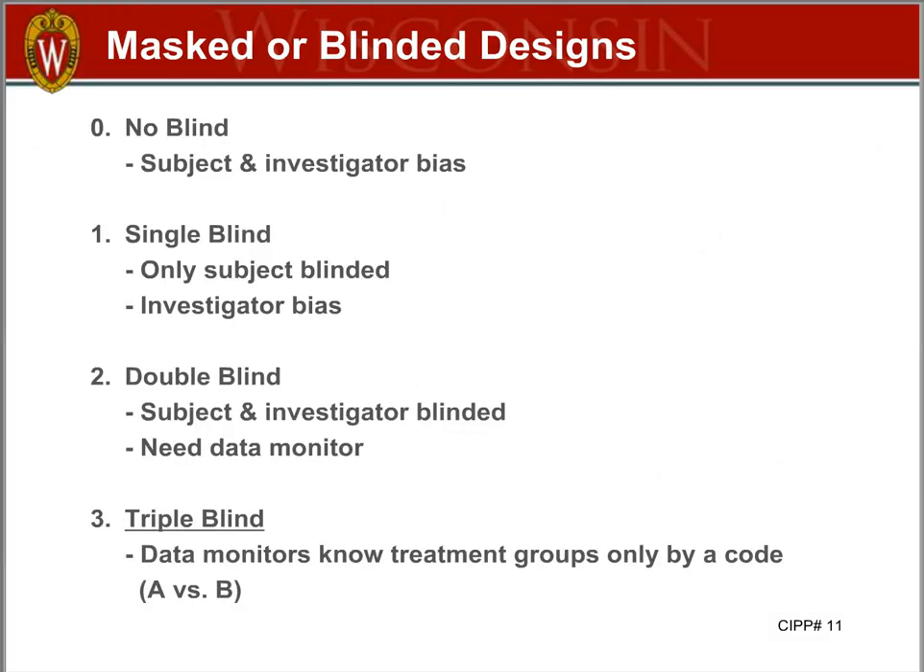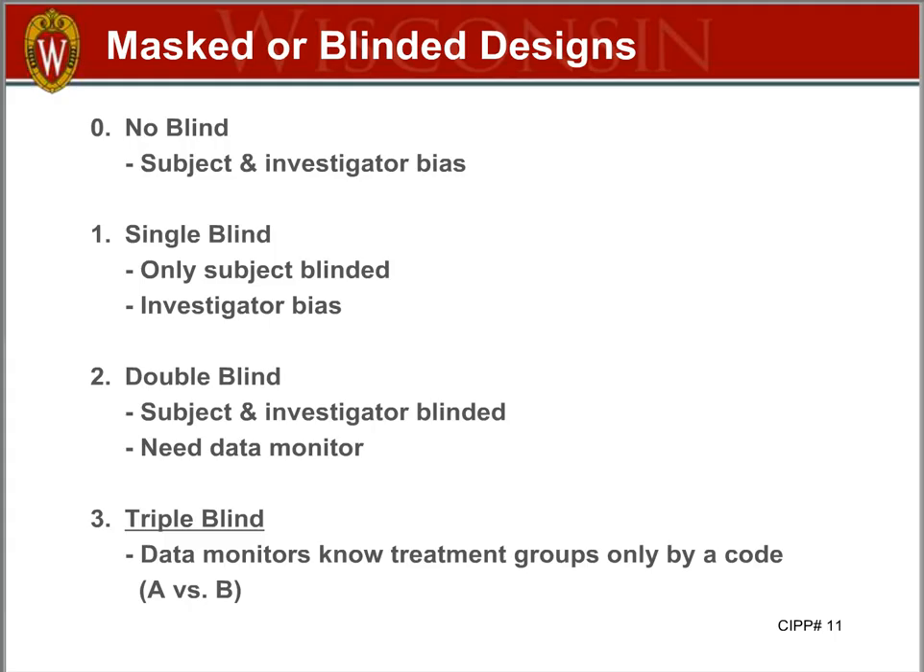We talked about masked or blinded designs. There may be a trial in which no blind is possible, a surgical intervention, for example. Both the subject and the investigator know which therapy was given, and we have the potential for both subject and investigator bias. The single-blind trial means that the subject is blinded, but the investigator knows which is the active therapy and which is the control therapy or the placebo therapy.